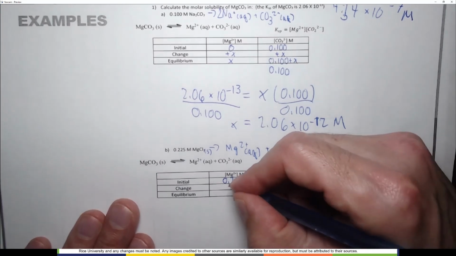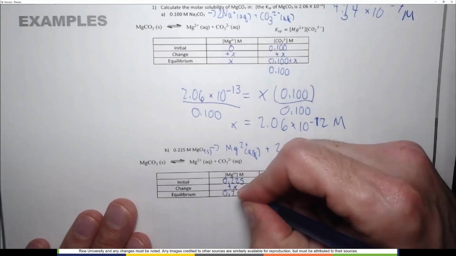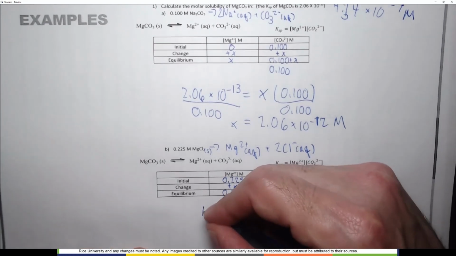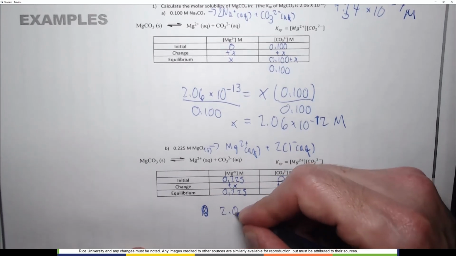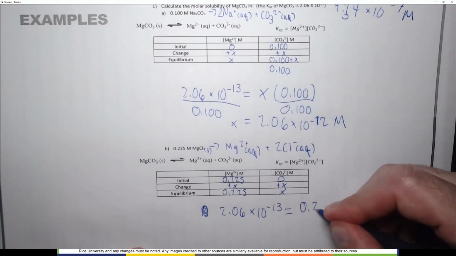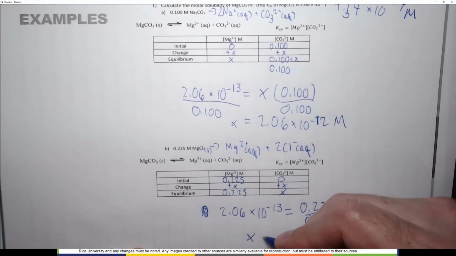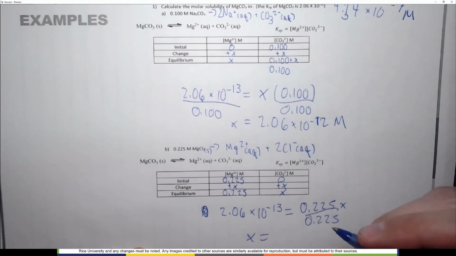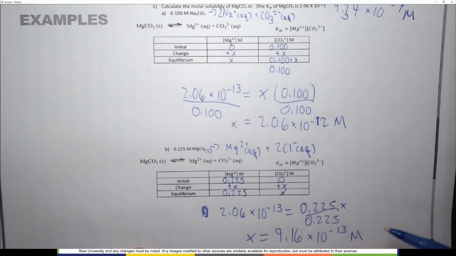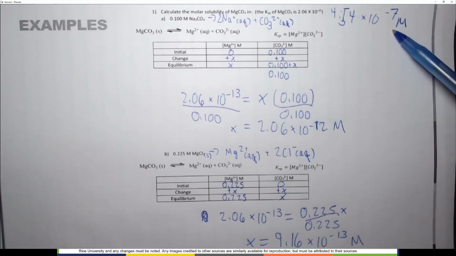How much of this are we going to gain? X. How much of this are we going to gain? X. We're going to drop the X again, so this at equilibrium will be 0.225, and this will be X. Plugging into the KSP expression, KSP, which is still 2.06 times 10 to the minus 13, equals 0.225x. Divide by 0.225, and we find that X, or the molar solubility, is equal to 9.16 times 10 to the minus 13 molar, which is certainly less soluble when we have this common ion than it was without the common ion, which was the previous question.